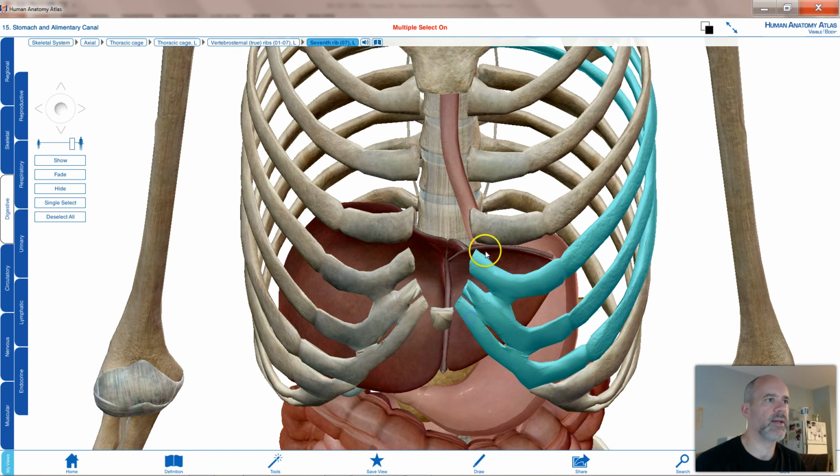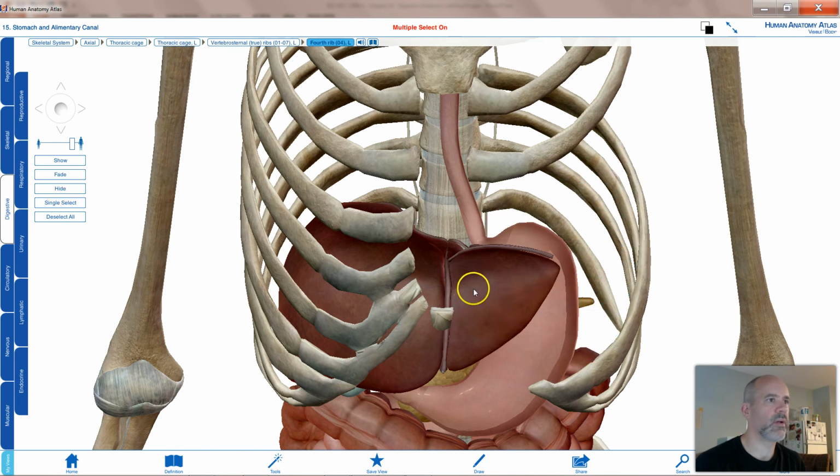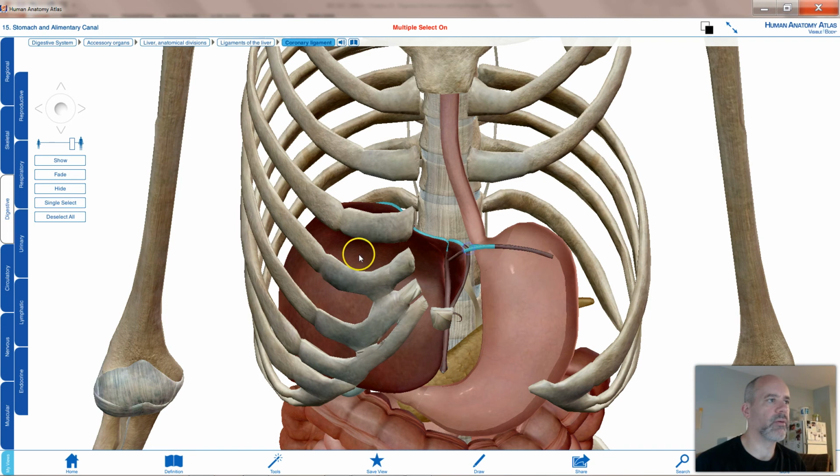I'm going to dissect out some of these ribs, and there's part of the liver. We're going to get rid of that as well. Goodbye, liver pieces. All right, so here's the esophagus, and we're going to head down into the stomach, and there is an area right in here that functions as a sphincter. So you've got circular muscles there that can open and close, and that is called the gastroesophageal sphincter.